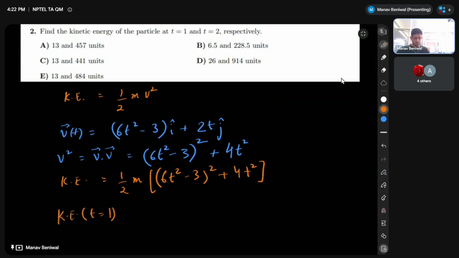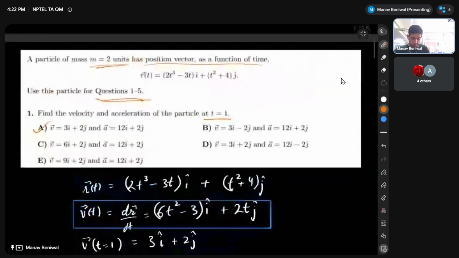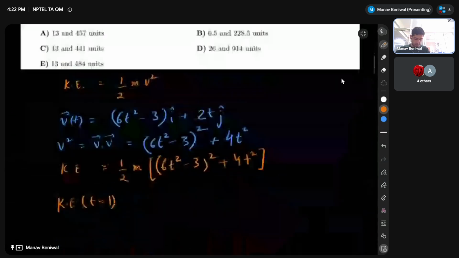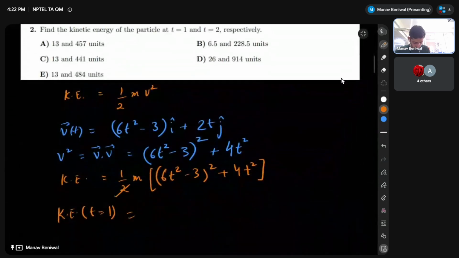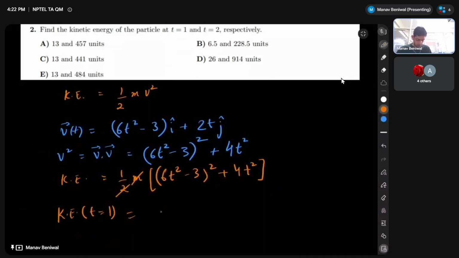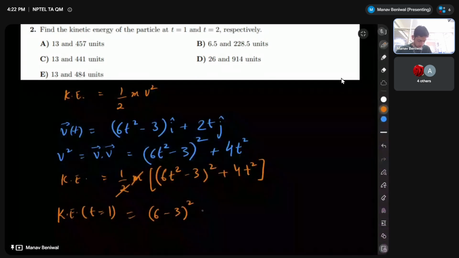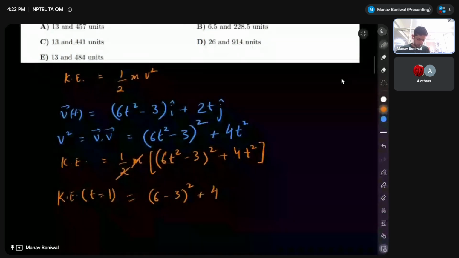Okay, and also my m is given to be 2 units. If you recall, my m is 2 units. So this half and m, they'll cancel out. Okay, so I can cancel these two out. And at t equals 1, this just becomes (6 minus 3) whole squared plus 4. And this is 3 squared plus 4. So 9 plus 4 is 13 units.